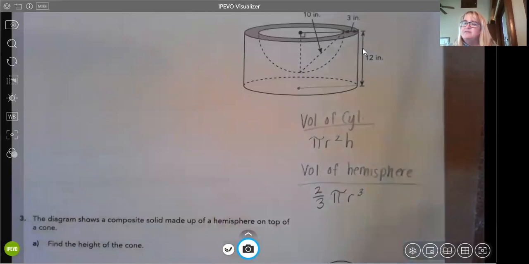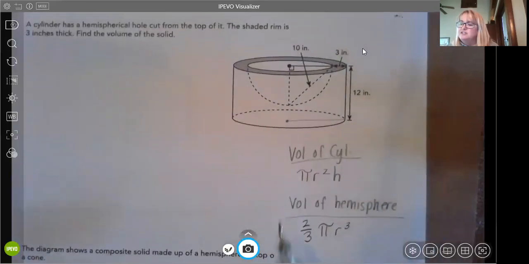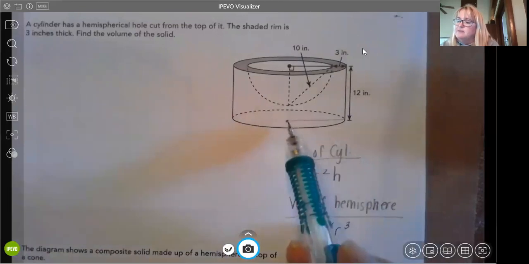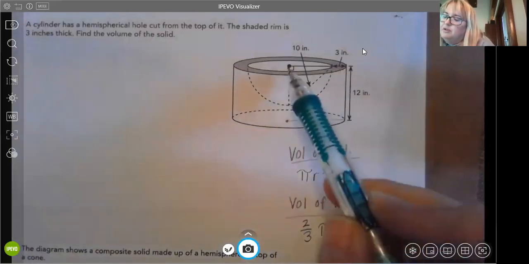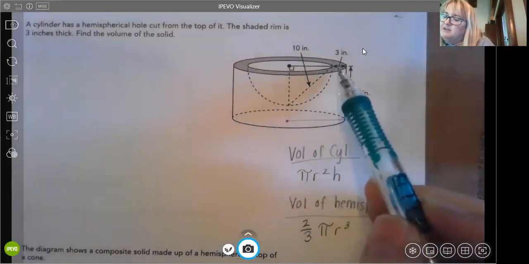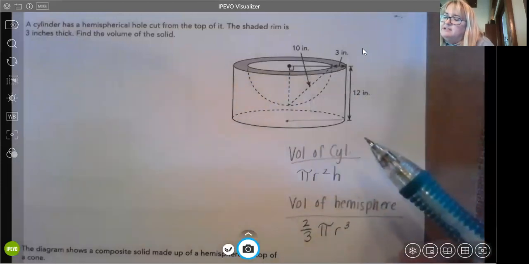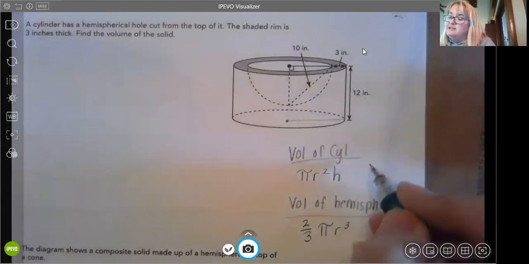All right, let's see if we have what we need. Let's look at the cylinder first. This is the cylinder. Pi, we know that's 3.14. The radius would be from here to here. I know that this part is 3 inches, but I don't know what that is. So I don't know the radius, but I do know the height is 12.